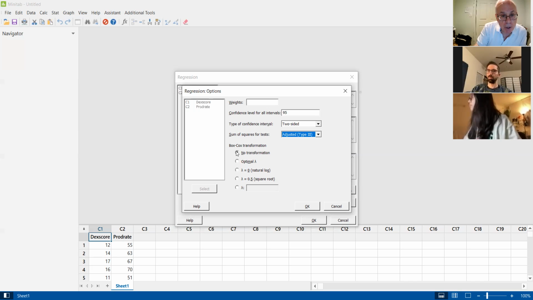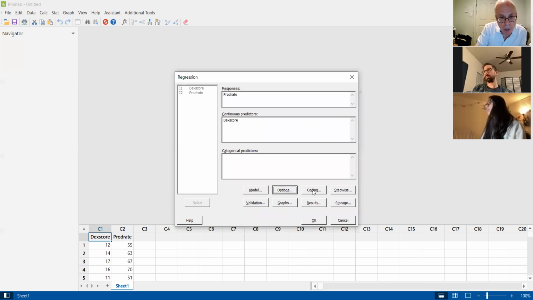These things here are called transformations. We're not going to learn about those in this course. So basically, the only thing we would change here is the confidence level. If I asked for 99%, you would change it right here.